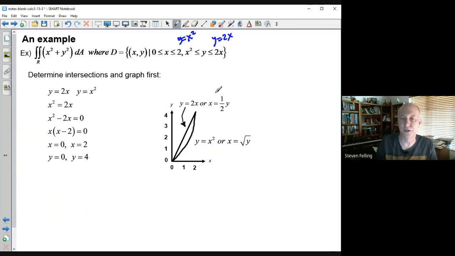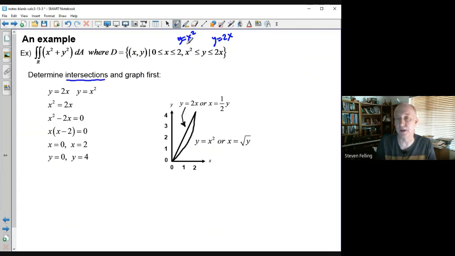Okay, so the first thing we'd do is graph that domain. y equals x squared is a parabola, and then y equals 2x is a line. And so if I wanted to figure out where the edges of these are, typically we find the intersections.